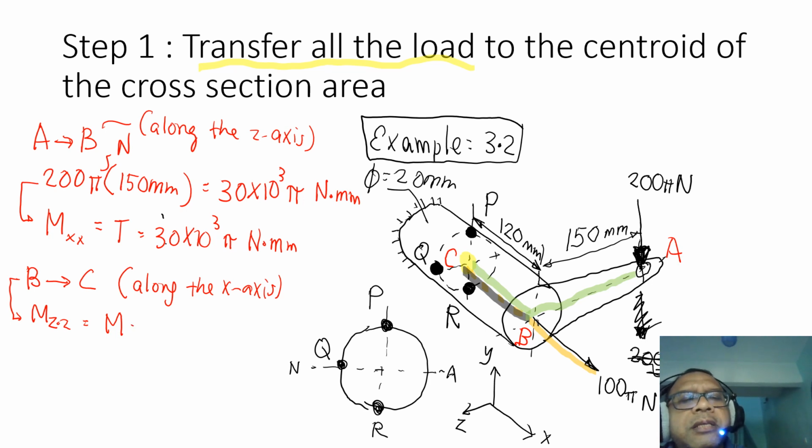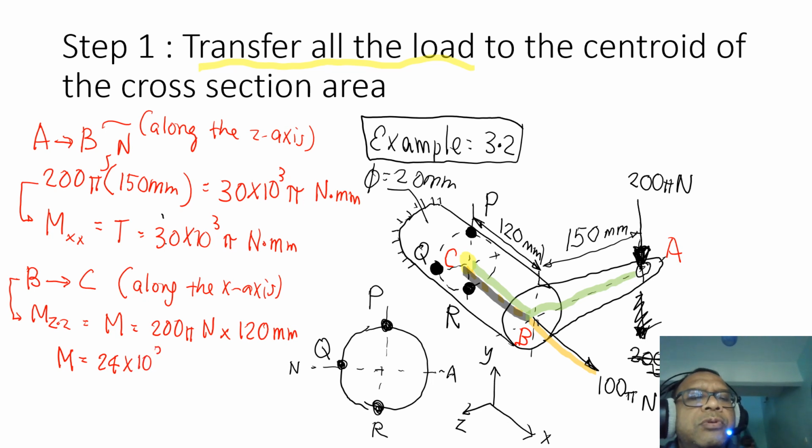And that is equal to 200 pi Newton times 120 mm. So this is our bending moment. M equals 24 times 10 to the power of 3 pi Newton millimeter.